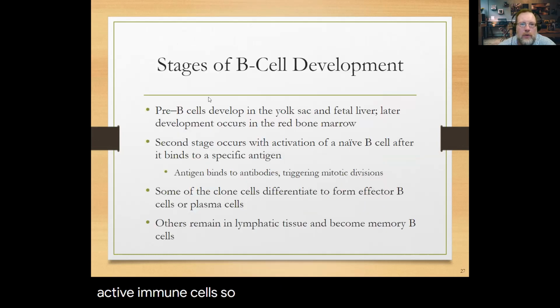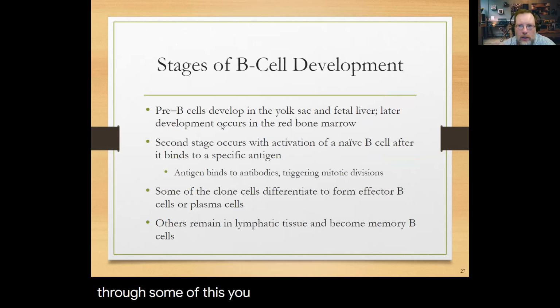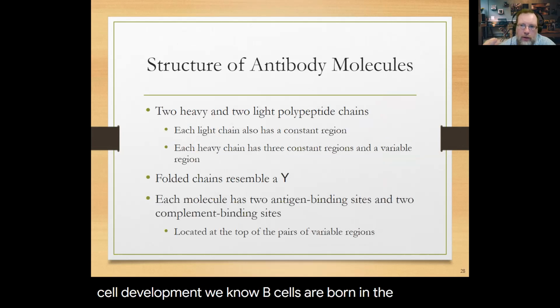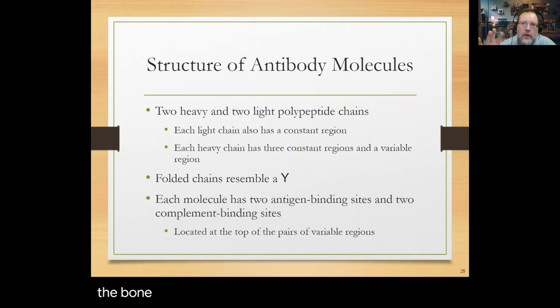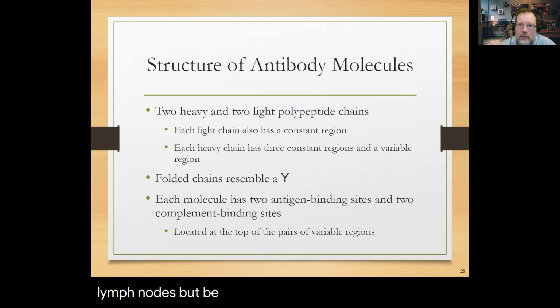So anyway, B cells, I'm going to zoom through some of this. You can read through these slides on your own, but I'm not going to spend too much time on B cell development. We know B cells are born in the bone marrow. They mature in the bone marrow. They're released from the bone marrow. They can hang out in the spleen, in the thymus, and in lymph nodes. But B cells, remember, they produce antibodies. So we're going to look at antibody molecules.